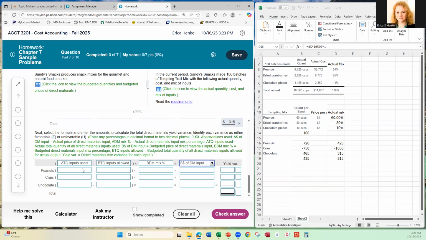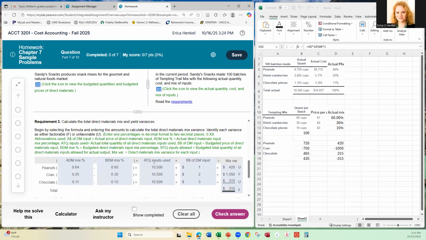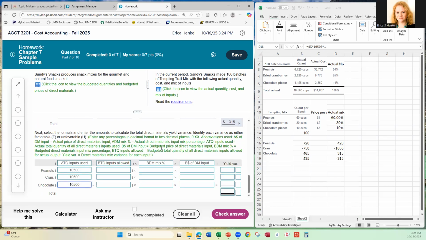So we're taking the difference in quantity used times the mix percentage and times the price. Okay, so here we used actual quantity in total of 10,500 total cups. So we used this amount, again, actual total quantity of inputs used. We used that same amount up in our mix variance formula.